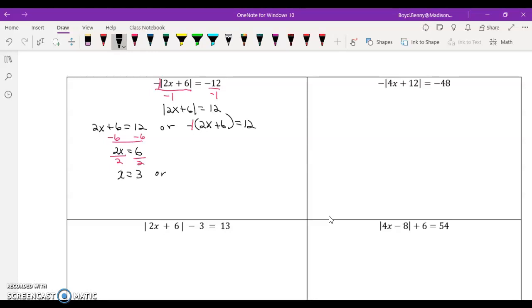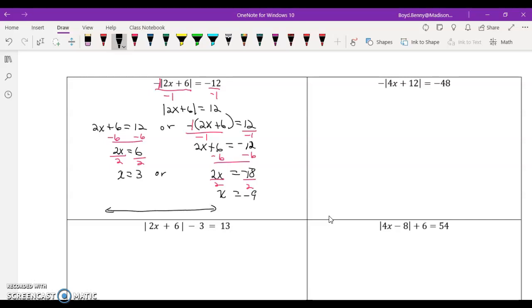Or, over here, I'm going to divide by -1 to get rid of that -1. Again, I could distribute here, but I'm choosing not to. I'm choosing to get rid of that negative first. So that's going to give me 2x plus 6 equals -12. Then I'll do the same steps as I did with the other side of the OR. That's going to give me 2x equals -18. I'm going to divide by 2. That's going to leave me with x equals -9.